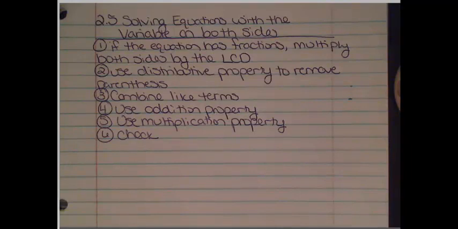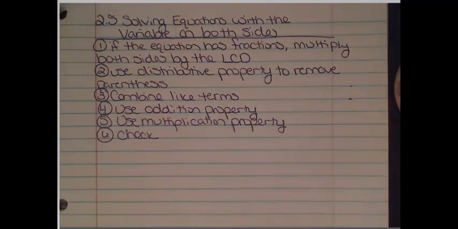2.5 Solving equations with variable on both sides of the equal sign. These are the steps that we will use in order to solve equations. Step 1, if the equation has fractions, multiply both sides by the LCD, which is the least common denominator. 2, use the distributive property to remove parentheses. 3, combine like terms. 4, use the addition property. 5, use the multiplication property. And 6, we will check our work.